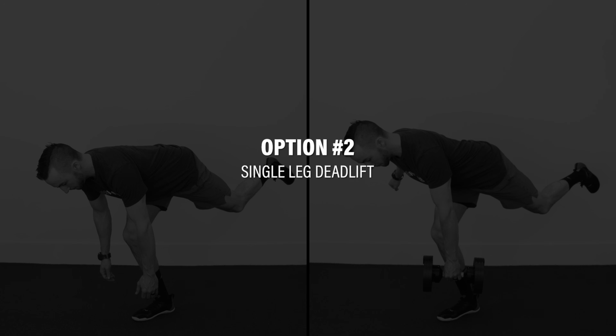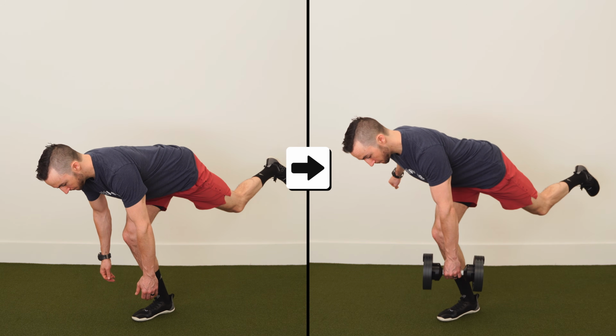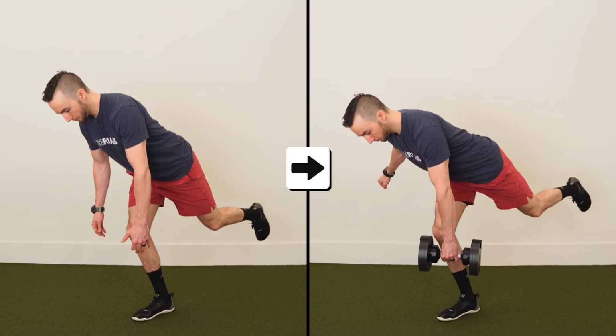Option 2, single leg deadlift. Start with body weight and work up toward holding a dumbbell or kettlebell. If you struggle with balance, you can use your hand for assistance.